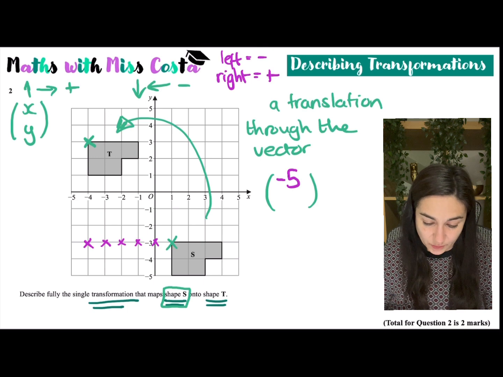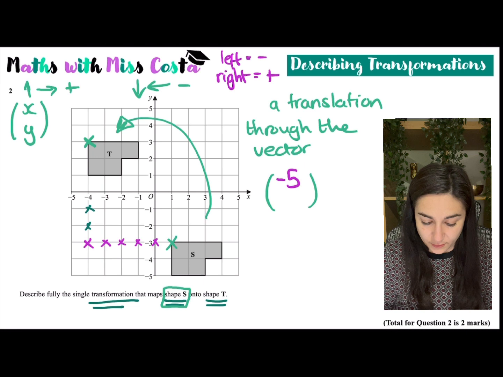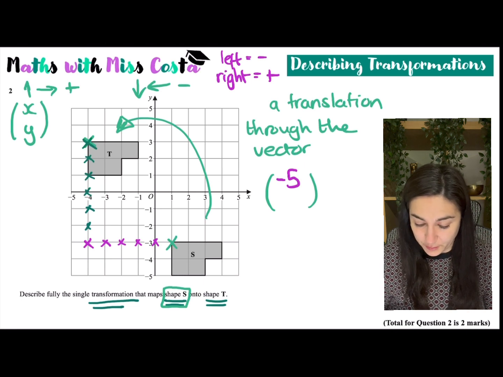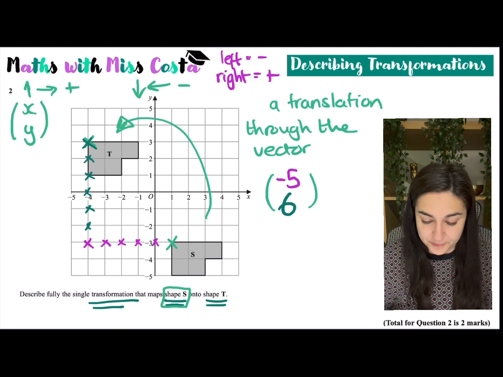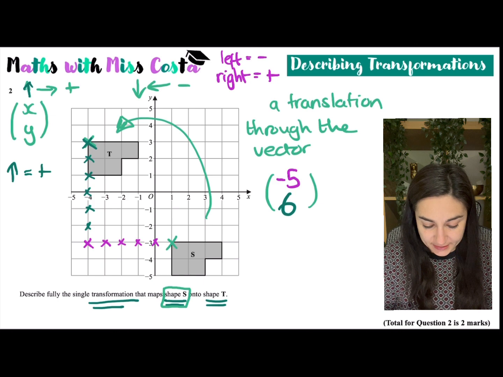And then you want to look at your y translation, so how much it's moved. So it's moved from negative 3 to 1, 2, 3, 4, 5, 6 squares up. So you're going to say it's a translation through the vector minus 5, 6. Remember, going up is positive, going down is negative.